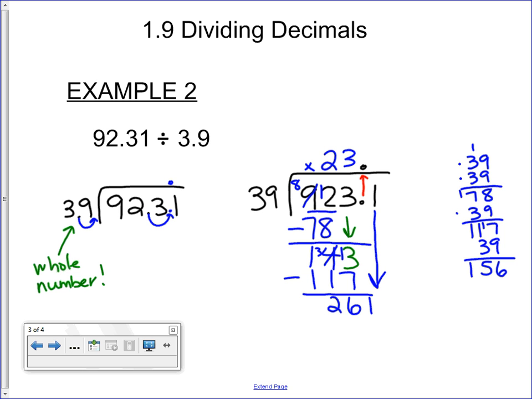I'm bringing down my last number, which is a 1. Notice I didn't worry about the decimal at all. Okay, I'm just working as if they're whole numbers. So now we have to figure out how many times 39 goes into 261. So again, on your calculator, you can divide your 261 by 39. I'm going to continue my work again over here.